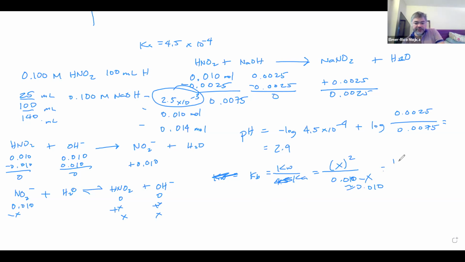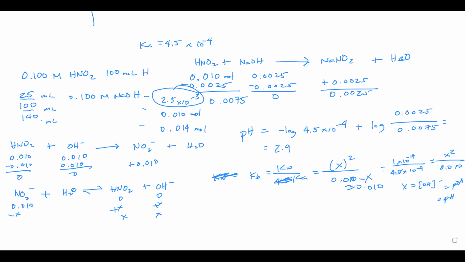So if you continue here, that's 1 times 10 to the negative 14 divided by 4.5 times 10 to the negative 4 equals x squared over 0.01. And the x that you will get here is the OH. So you get the pOH and then you get the pH, and that would be equal to what? 7.7. You get 7.7?